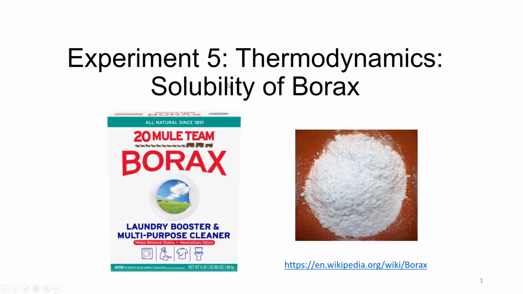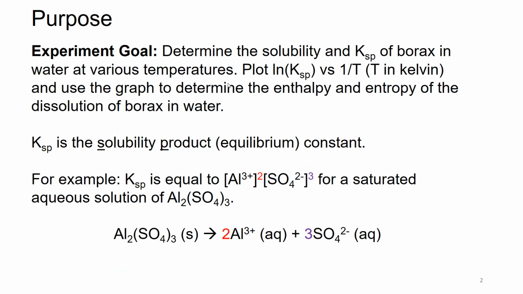Experiment number 5, Thermodynamics, Solubility of Borax. In this experiment, we have multiple goals. The first goal is to determine the solubility of borax. Given its solubility, we can determine the value of Ksp. What is Ksp? It's the solubility product constant.